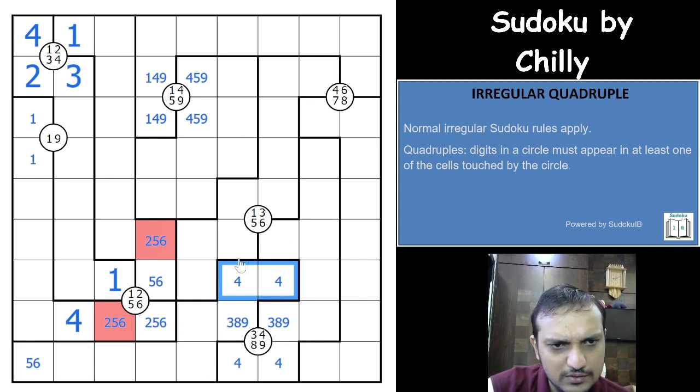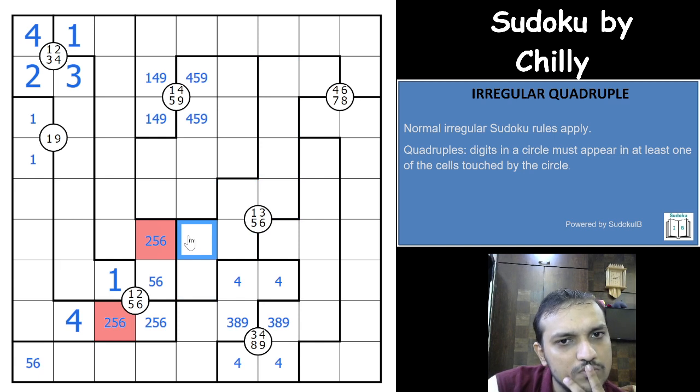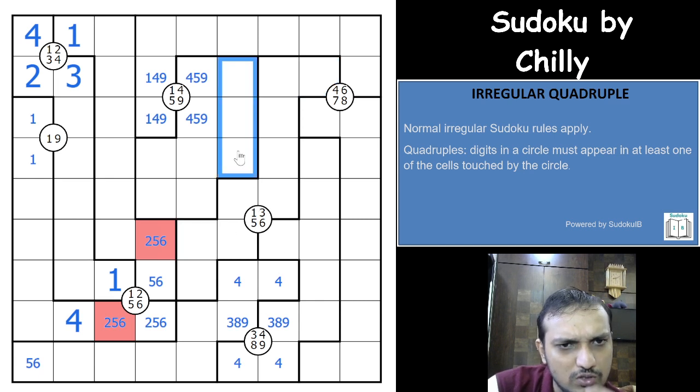So which means 4 cannot be in any of these cells. So 4 cannot be here. 4 cannot be here. This cell can be a 4 still. Yeah, this can be a 4 or this can be a 4. Same way 3 is not in any of these cells. 4 is also not in any of these cells.